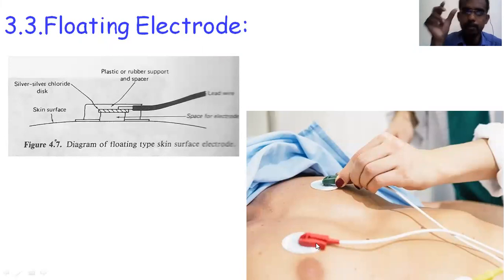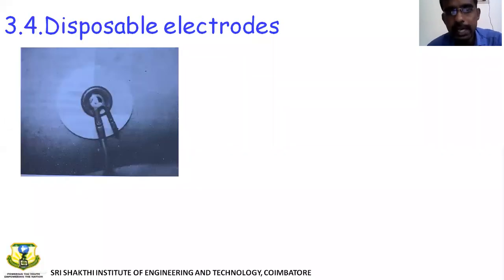This is a real-time pic. The probe will have a clip, so they'll place a clip from where the probe runs. It's very simple. The metal, which is silver chloride here, is going to pick up the signal. The only thing is that the metal is not getting attached to the body. There is a jelly in between. That is why you call it a floating electrode, because the metal surface is floating on the jelly. So it's very clear.